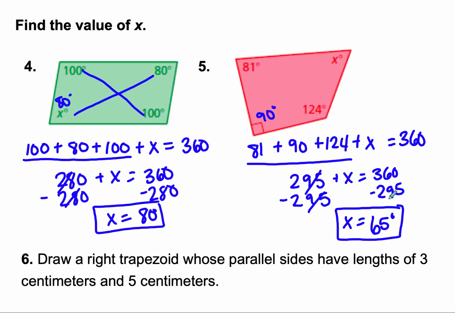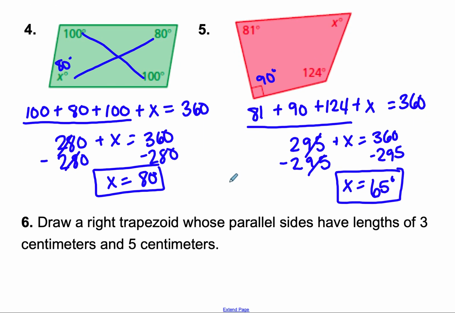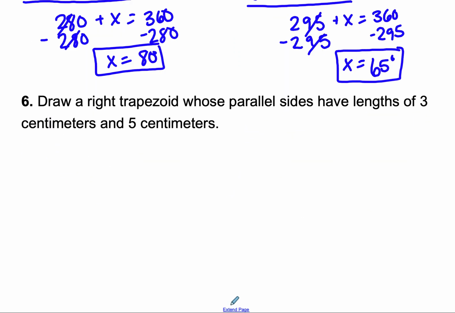Always a good idea to go back and look at your picture and see, does that seem reasonable there? Yeah, it does look like it's less than 90 degrees. If I had something that looks like this that was obtuse and I said it was 65, then that means I'm going to need to go back and double check my work. But here, 65 does seem reasonable for that one. All right, and then number 6, draw a right trapezoid whose parallel sides have lengths of 3 centimeters and 5 centimeters. Okay, so I need some drawing tools to help me out with this one.